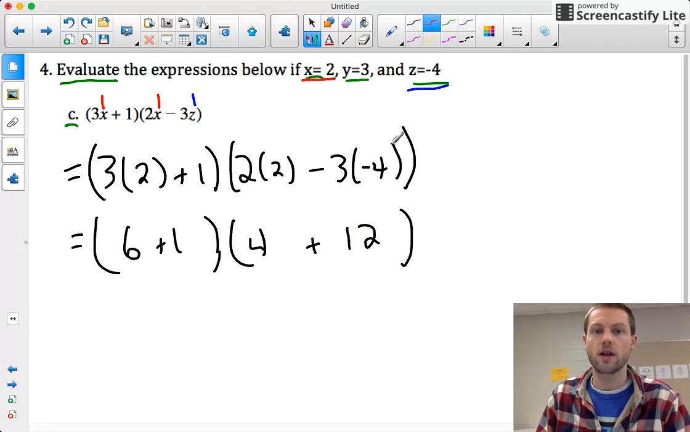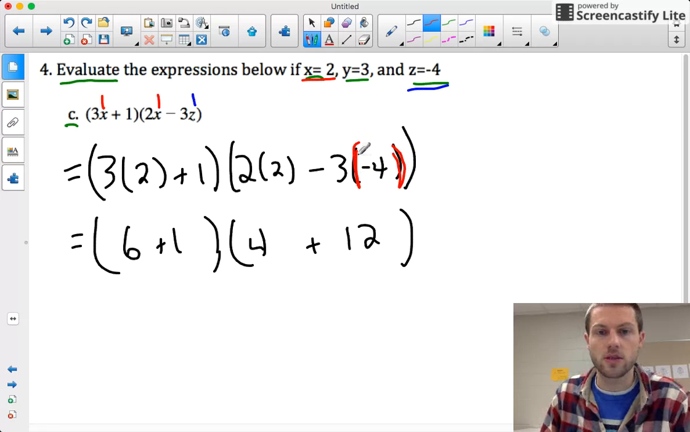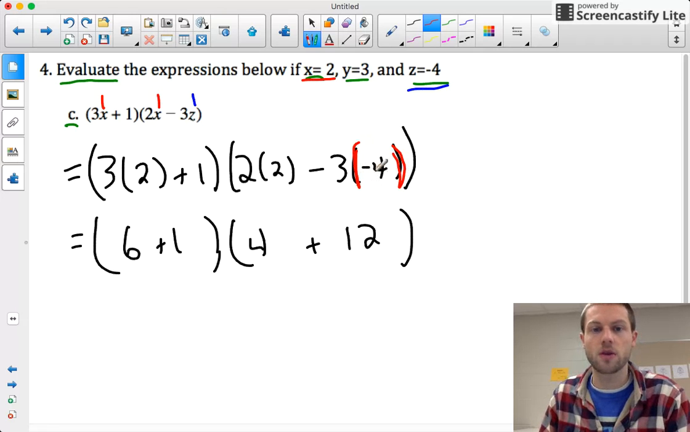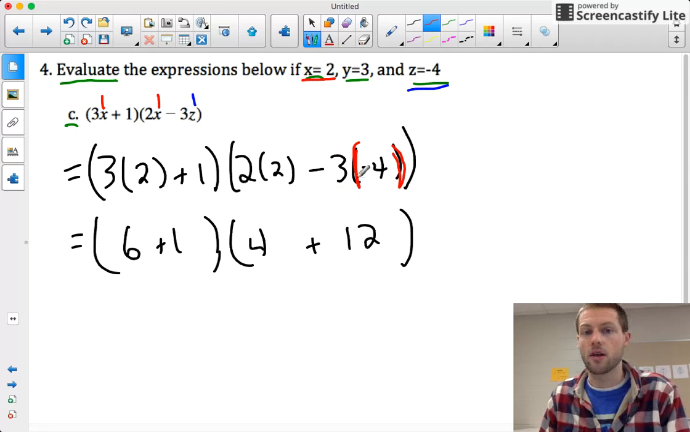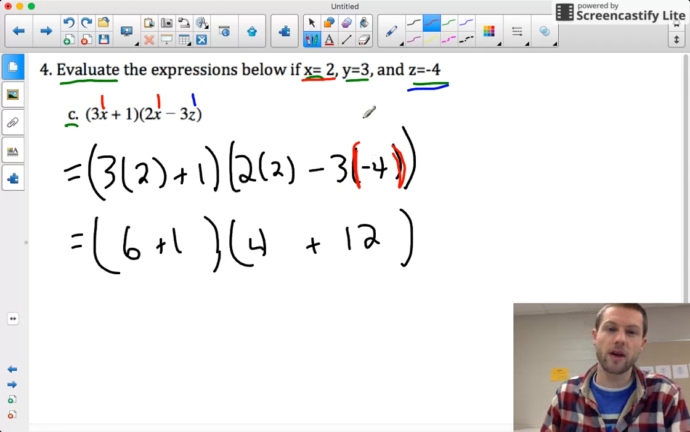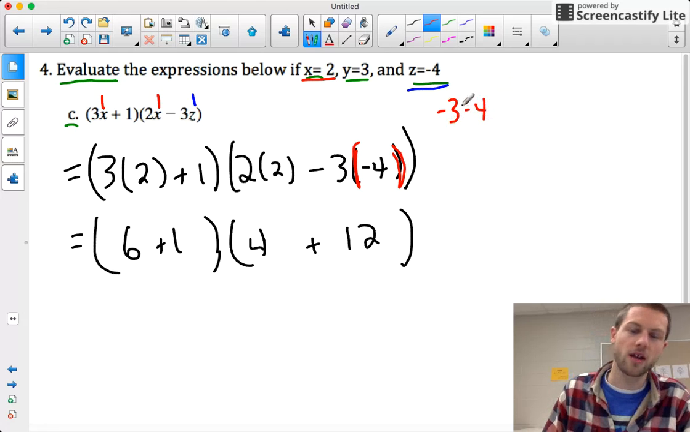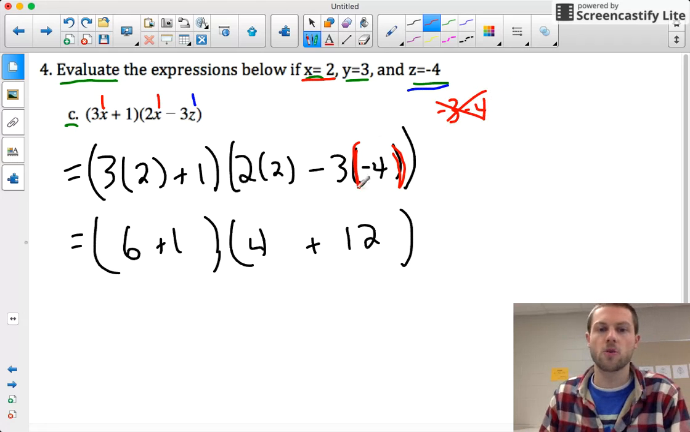So again, this is why I like to use the parentheses here, because when you're plugging in, you can see that that negative 4 is being multiplied by negative 3. If you just wrote negative 4, it might look like negative 3 minus 4, and then you would subtract, and that's not what we want to do. So always use those parentheses as a rule of thumb.